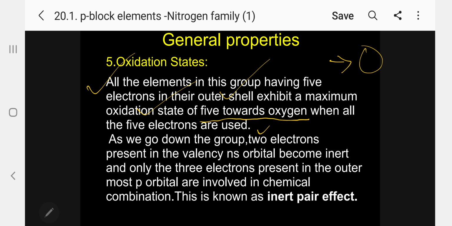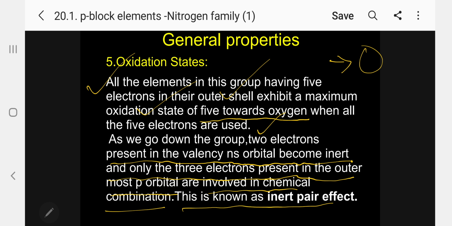Kindly follow. As we go down the group, the 2 electrons present in the valence ns orbital become inert, and only the 3 electrons present in the outermost p orbital are involved in chemical combination or bonding. This effect is known as the inert pair effect. Please follow. Note this: inert pair effect.